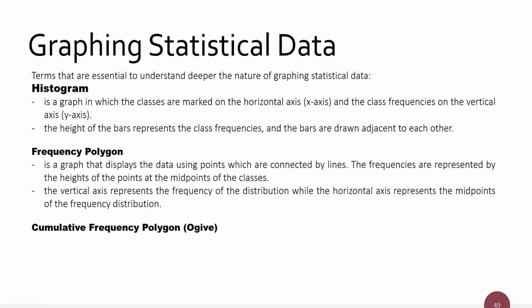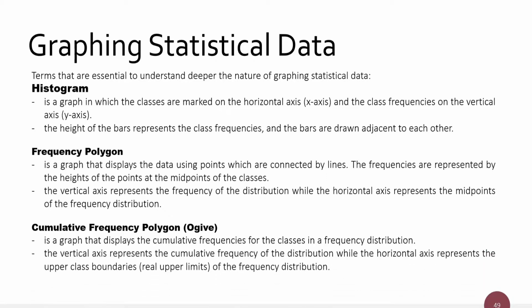Okay, so next, ano naman yung cumulative frequency polygon or yung tinatawag natin na ogive? So, ogive is a graph that displays the cumulative frequencies for the classes in a frequency distribution. So, the vertical axis represents the cumulative frequency of the distribution, while the horizontal axis represents the upper class boundaries or tinatawag natin na real upper limits of the frequency distribution.